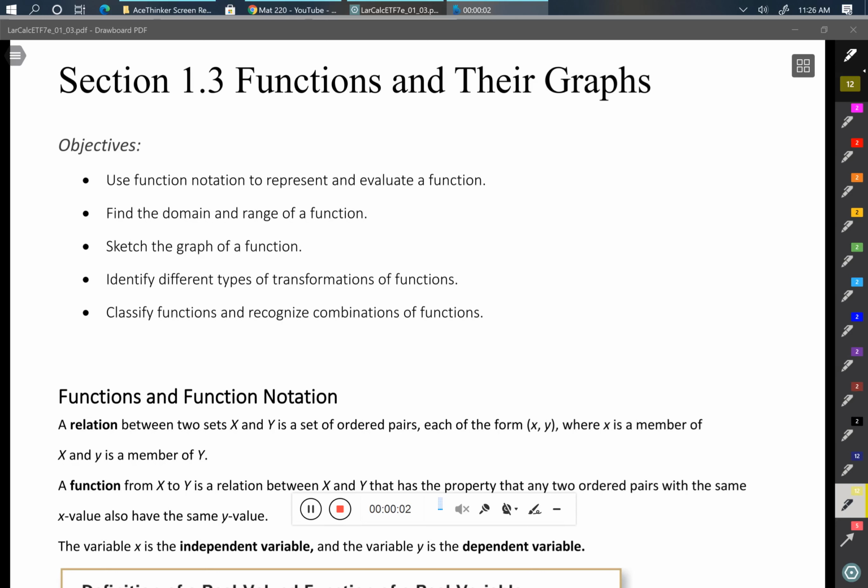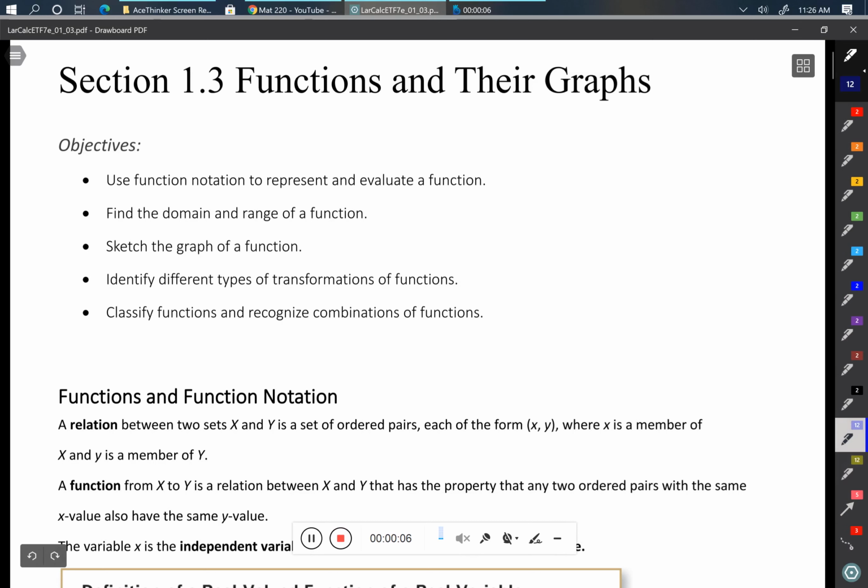Okay, welcome to section 1.3, functions and their graphs. So in this section, we're going to be taking a look at functions. What is a function? How do functions work? All that kind of business. And we're also going to be taking a look at graphing functions. Okay. So what does this mean?